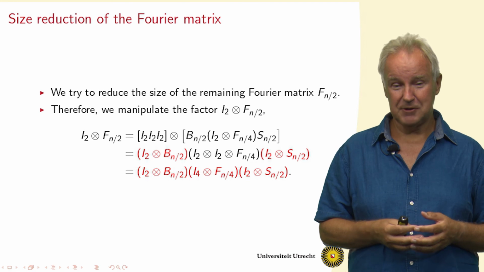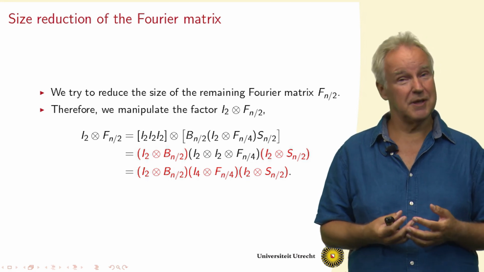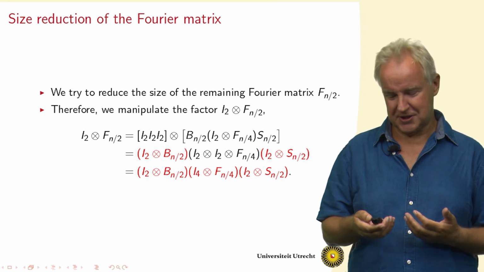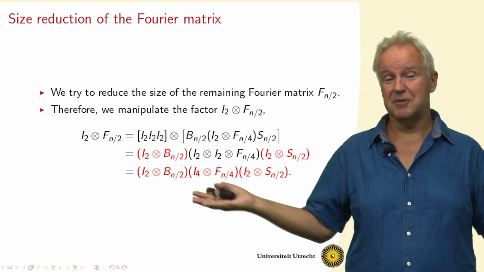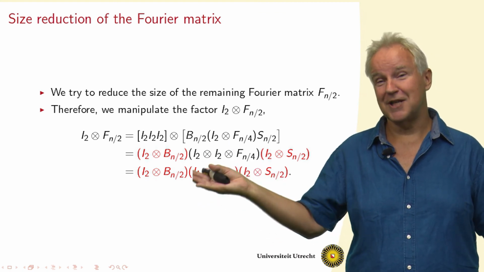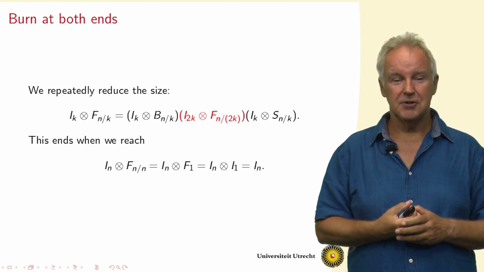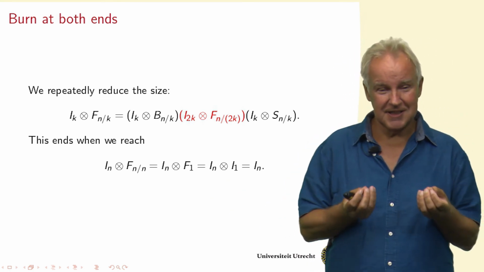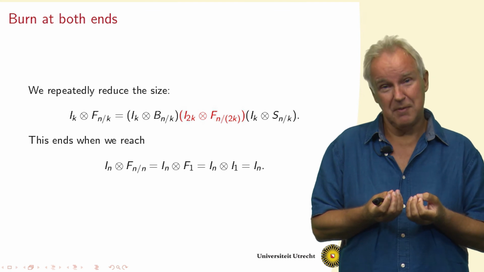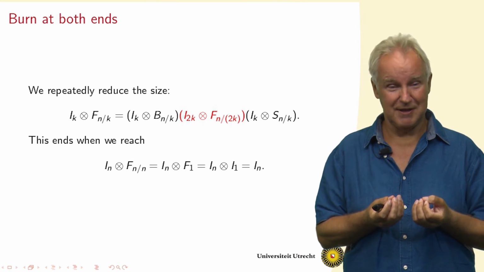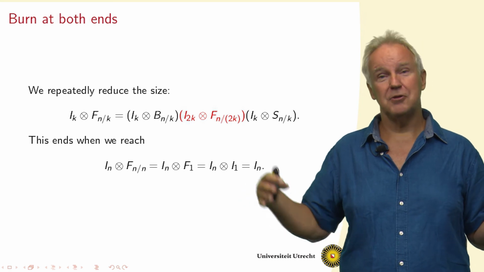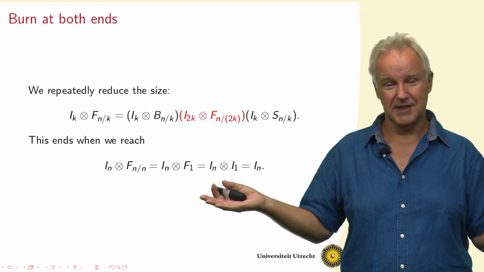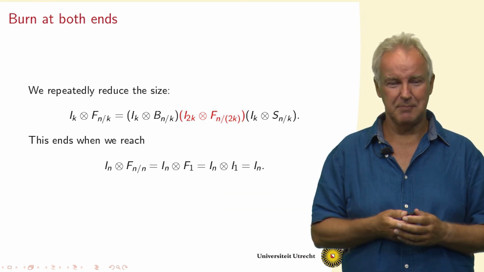And what you see in the middle, now we are down to Fourier matrices of size n over 4. So this gives us a way to reduce the size of the Fourier matrix, but we get some garbage, not really garbage, to the left and to the right. Like you can burn a candle at both ends, we are burning this formula, the Fourier matrix Fn, which is I1 times Fn, and each time on the right we get a sort matrix, a permutation matrix. On the left we get a butterfly matrix, or a number of copies of a butterfly matrix.